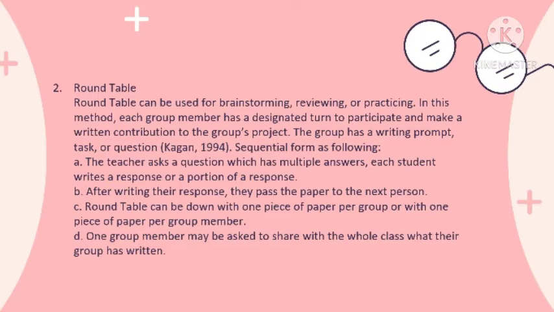The sequential form is as follows. A. The teacher asks a question which has multiple answers. Each student writes a response or a portion of a response. B. After writing the response, they pass the paper to the next person. C. Roundtable can be done with one piece of paper per group or with one piece of paper per group member. D. One group member may be asked to share with the whole class what their group has written.